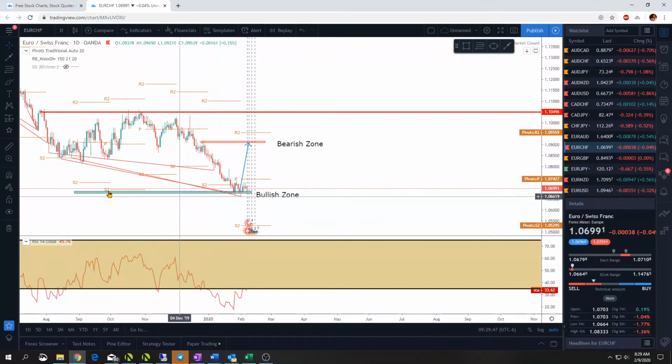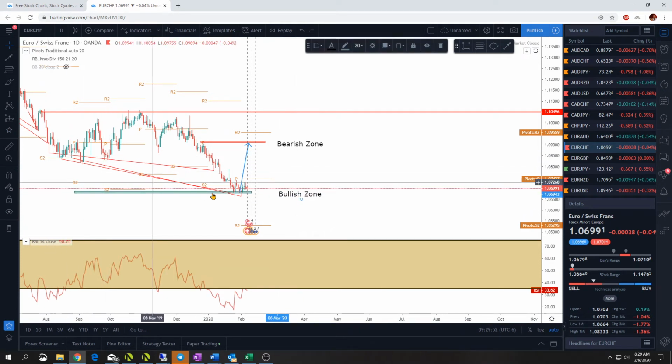Euro Swiss franc. All right, so we have divergence on the daily. We haven't got any production out of it. We have this missed pivot. So we're in a good area to take a sell trade here.